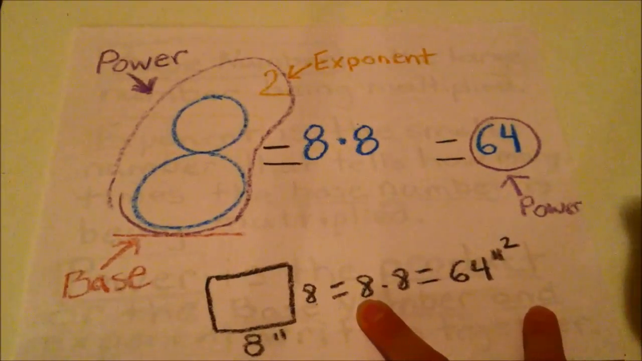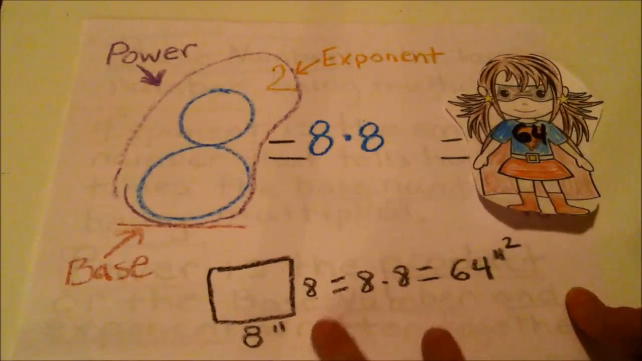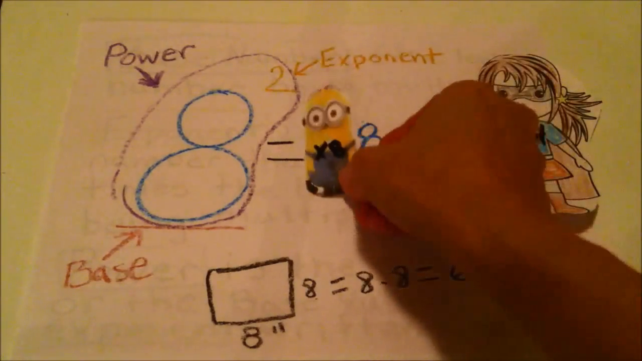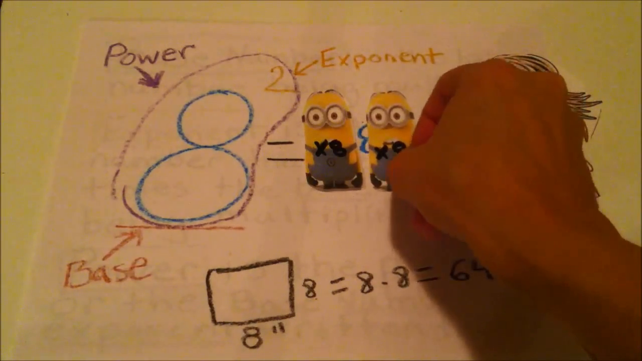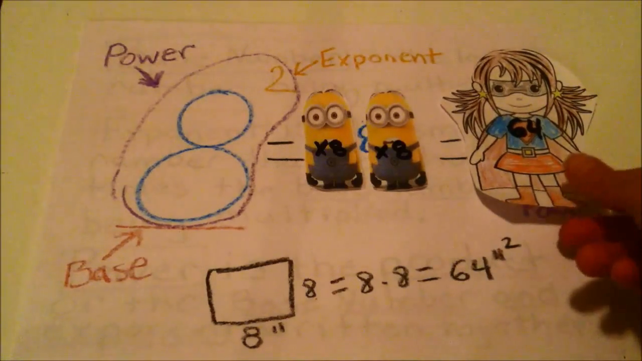Now I'm going to pull out my superhero. My superhero has the power of 64, and her nemesis minions have to be equal in power to try to defeat her. So when they come together, they multiply in power. 8 times 8 is equal to 64, and it takes 2 minions to equal her power.